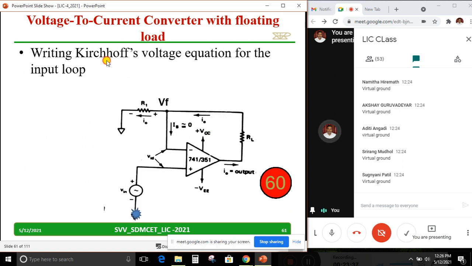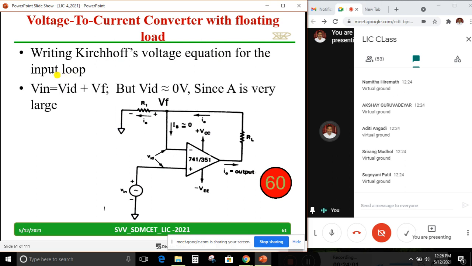Now writing a Kirchhoff's voltage equation for the input loop. What is the input loop, sir? Observe this carefully. I am talking about Vin and this input op amp, VF, R1. This is what I am taking. Those who didn't see, please observe carefully. I am talking about this loop. Now I am going to write an equation for that. I just write down Vin equal to VID plus VF. But VID is equal to 0, the reason is A is very, very large.